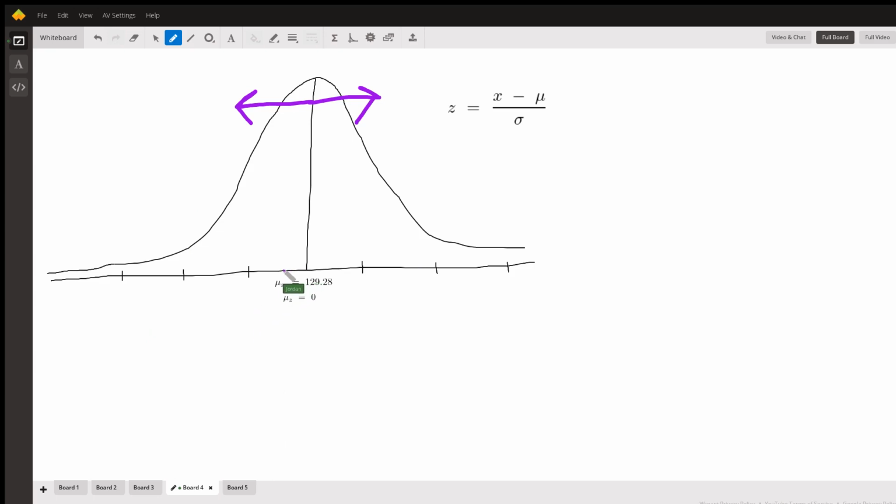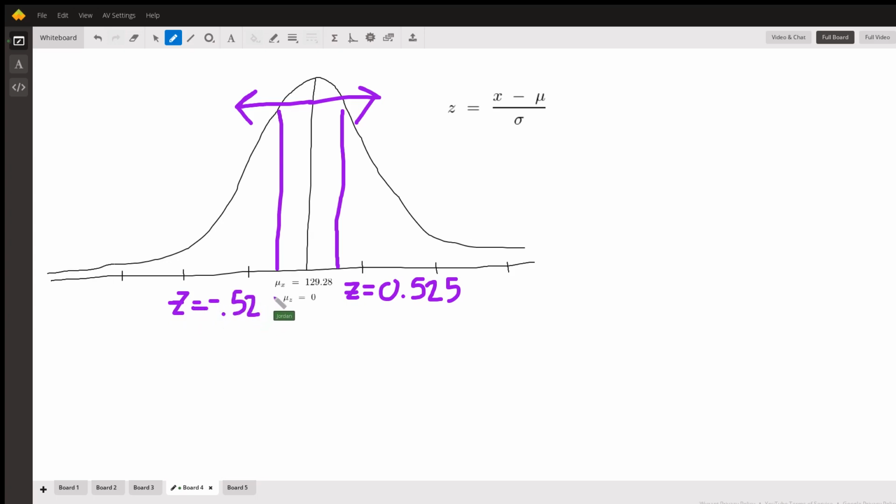Great. Going back here, negative 0.525. And it's also going to work on this side, but it's just going to be positive 0.525. So z here is equal to 0.525, and this side is equal to negative 0.525. What we're going to do here is convert these to x values using that formula. So go ahead and do that. I'm going to calculate it with you.